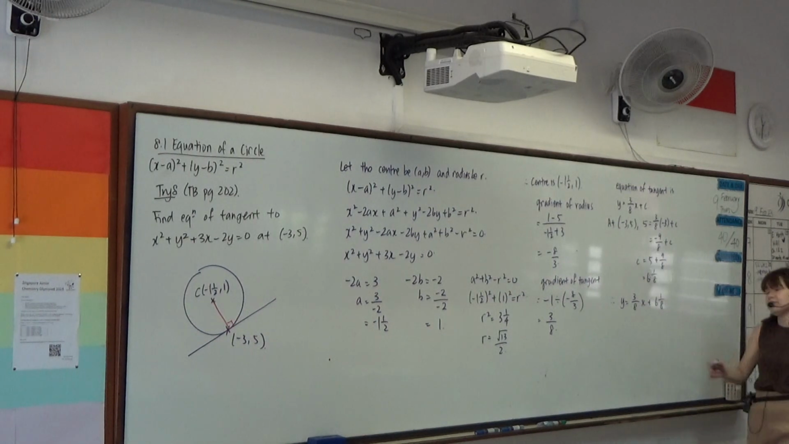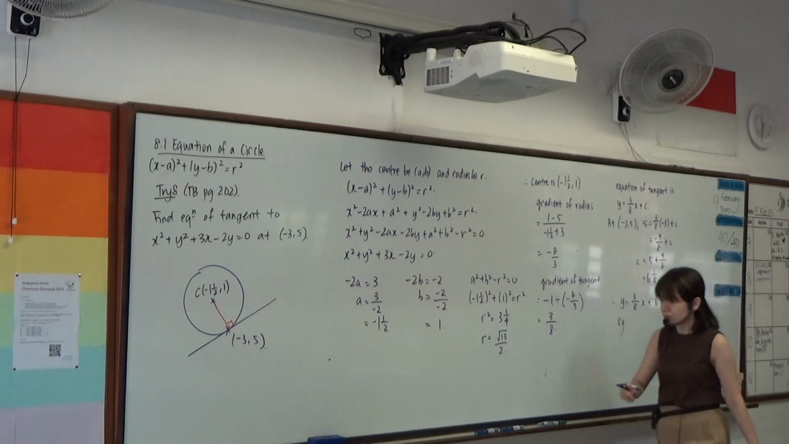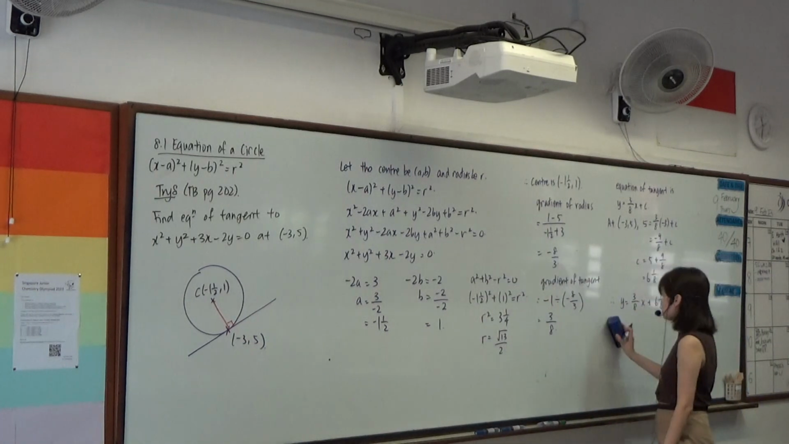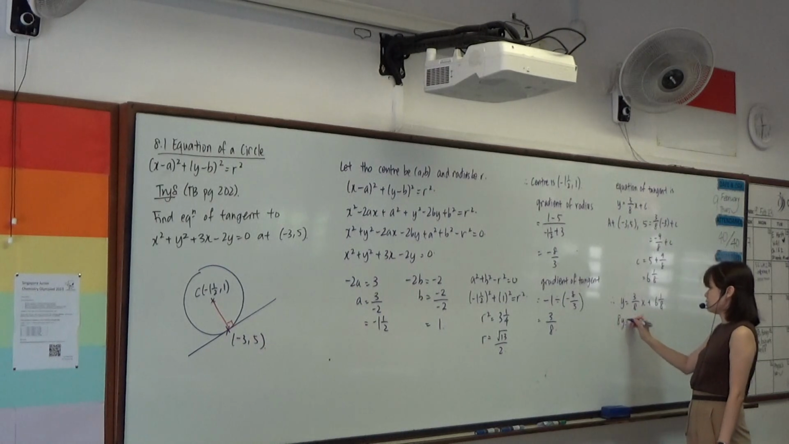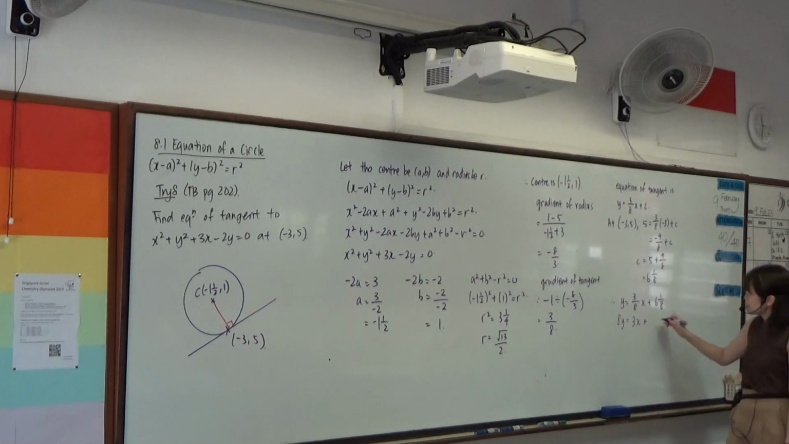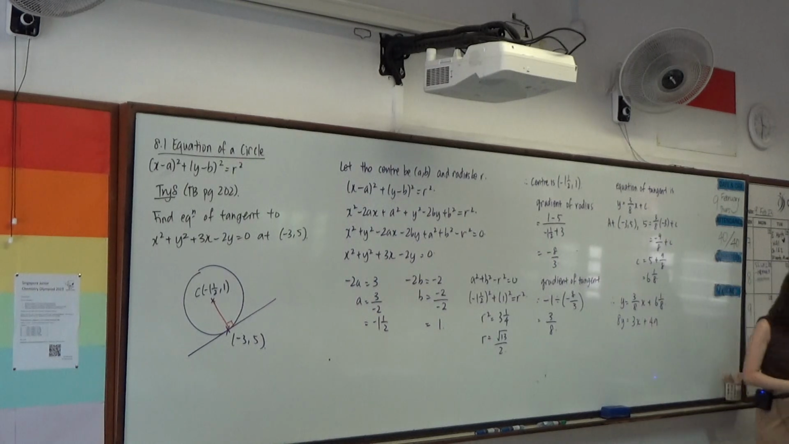You may leave your answer as 8y equals 3x plus 49. That's possible as well. Are we all able to get this answer?